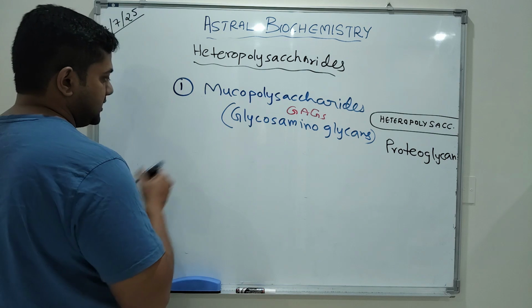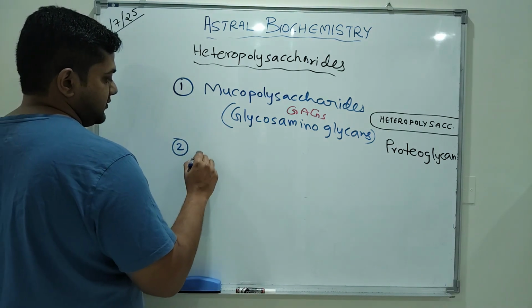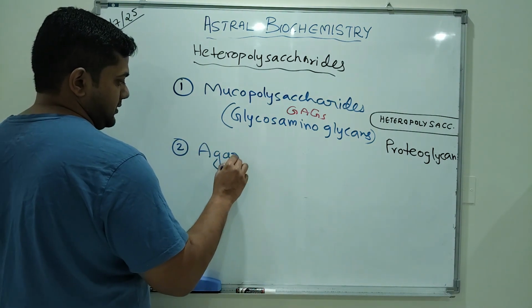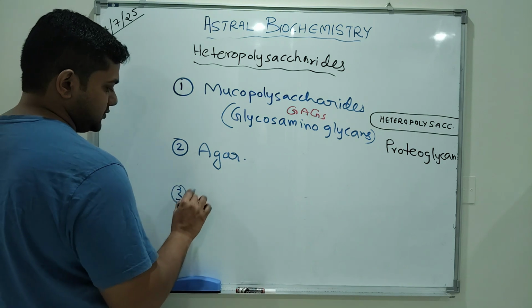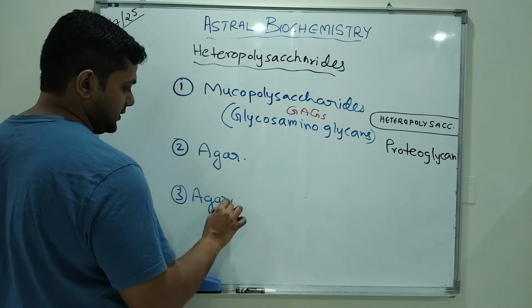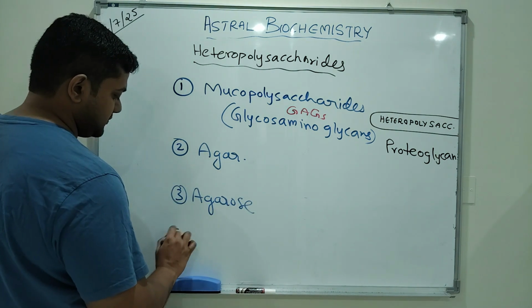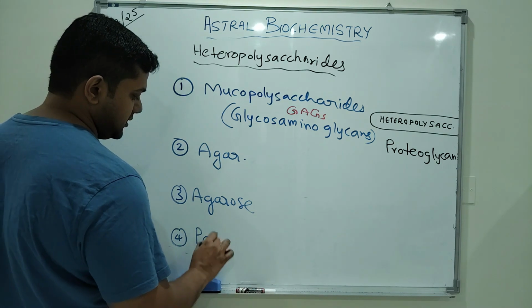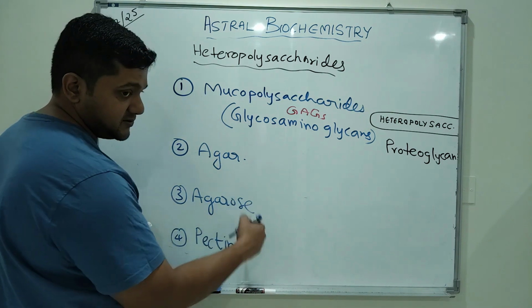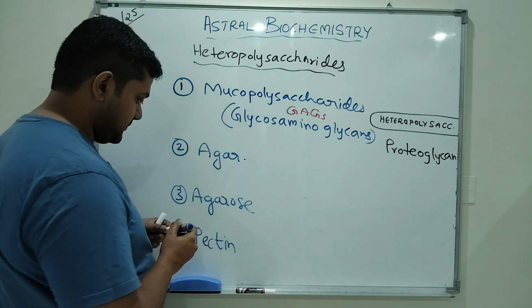And the other three that are present are, one is agar, another one is agarose, and the fourth one is pectin. So I think we'll cover the discussion of these first and then go to the main one.